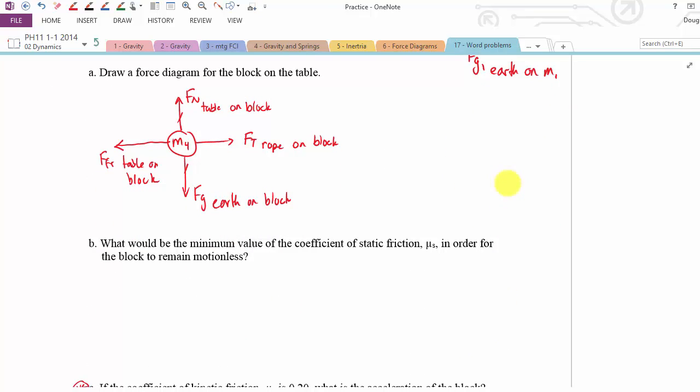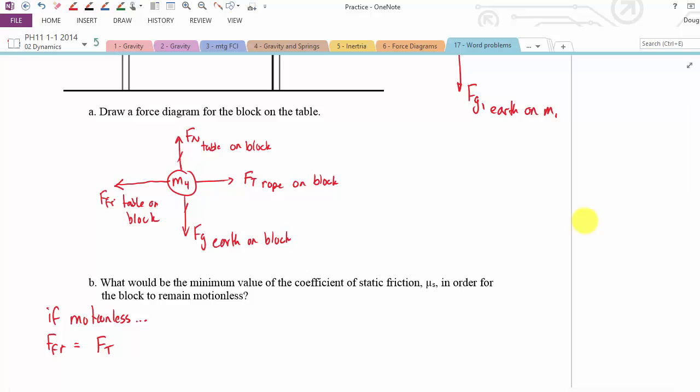Next it says, what would be the minimum value of the coefficient of static friction in order for the block to remain motionless? So if this is motionless, that means that force of friction equals force of tension, because that means it would be balanced. That would be balanced with that. That's if it's motionless. Alright, so that tells us a little bit of information, but there's other stuff we know too, and it kind of works like this.